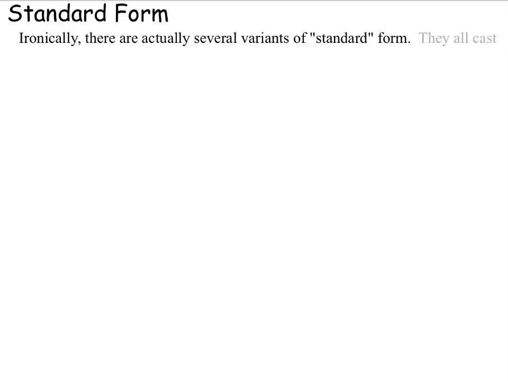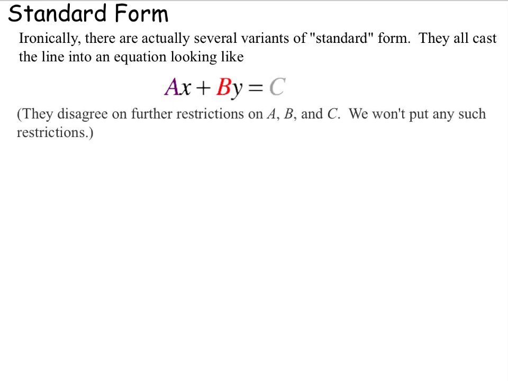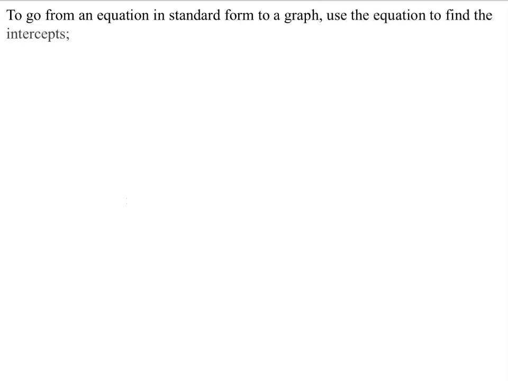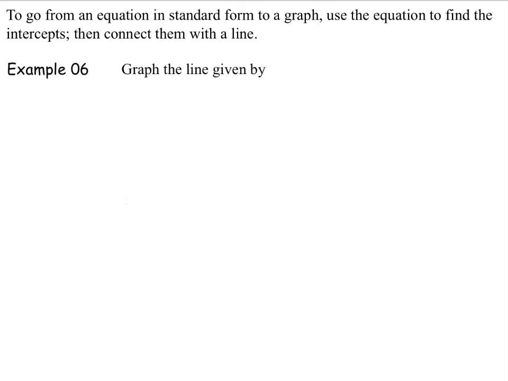Standard form. Ironically, there are actually several variants of so-called standard form, but they all cast the line into an equation looking like ax plus by equals c. To go from an equation in standard form to a graph, use the equation to find the intercepts, then connect them with a line. As an example, graph the line given by 6x minus 4y equals 18.